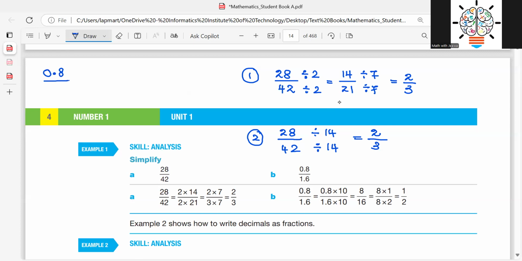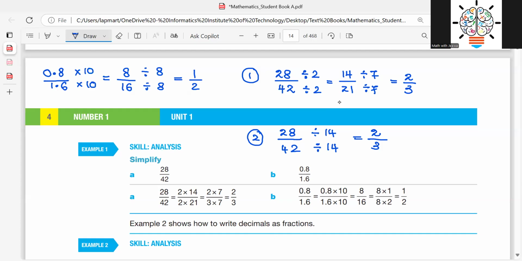0.8 over 1.6. Here, when you come across decimals, if you want to simplify, my suggestion is, first you remove these decimal places. How are we going to remove that, children? You multiply this by 10. Why by 10? Because we have only one decimal place. So then this becomes 8 over 16. Now it's easy for me to do this. I straight away divide this by 8. Then my answer will be 1 over 2.